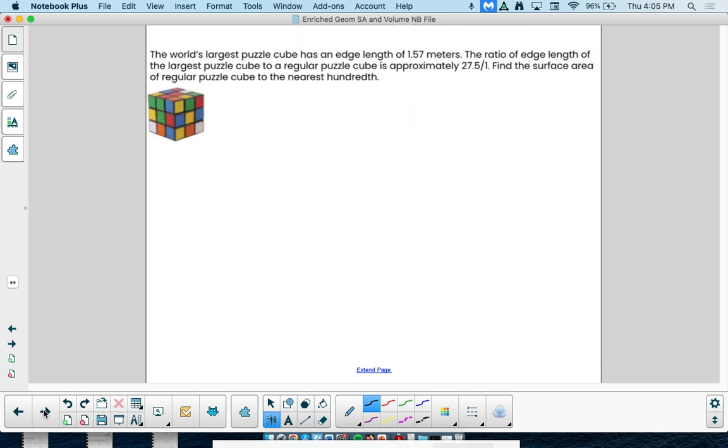Last one. The world's largest puzzle cube has an edge length of 1.57 meters. The ratio of the edge length of the largest puzzle cube to the regular cube is approximately 27.5 to 1. Find the surface area of the regular puzzle cube to the nearest hundredth. So this is our scale factor right here, right? We know our scale factor is 27.5 to 1. And they want us to find the surface area of the regular puzzle cube.